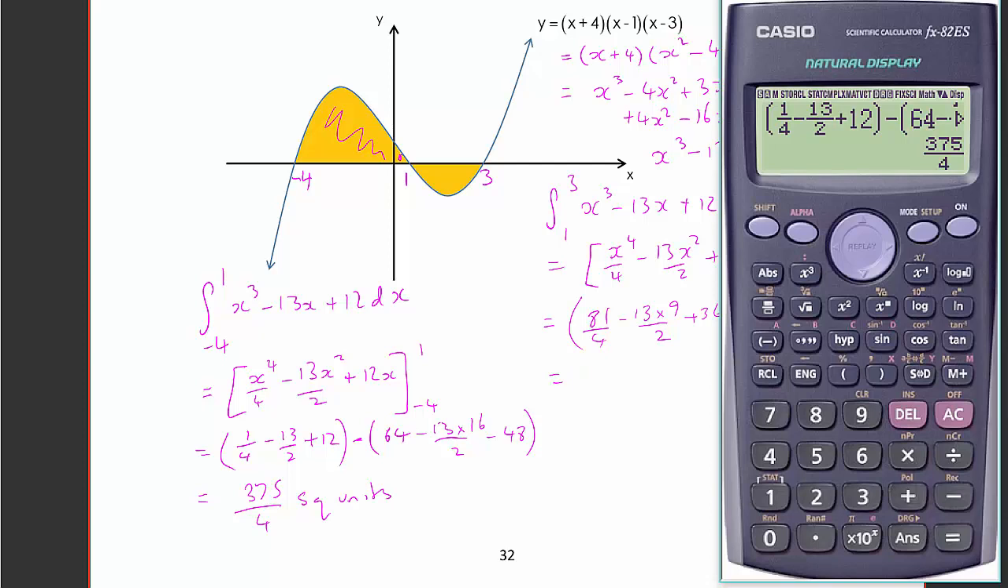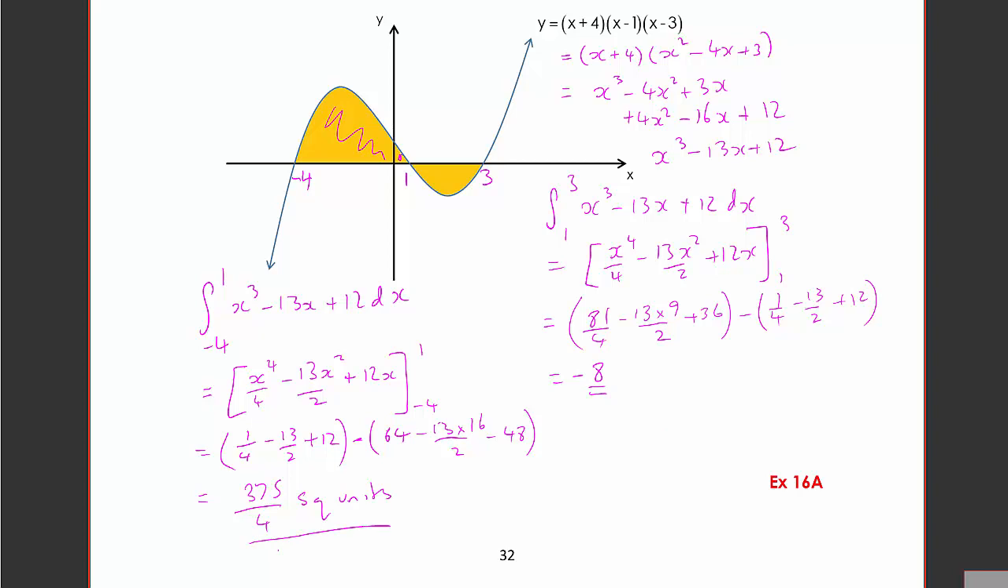Okay, so once again, that's on the calculator. So we have 81 over 4, take away, oops, a fraction button, so 13 times 9 divided by 2, add 36, and then take away a quarter, take 13 over 2, add 12. That gives me -8.